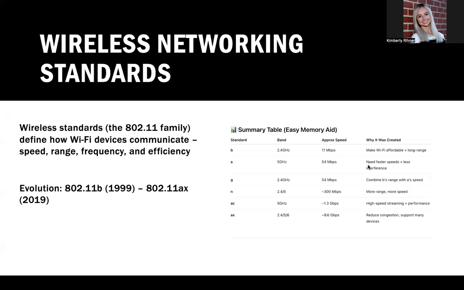With AX, the most recent, it can have a band of 2.4, 5, or 6 gigahertz and a max speed of 9.6 gigabytes per second.